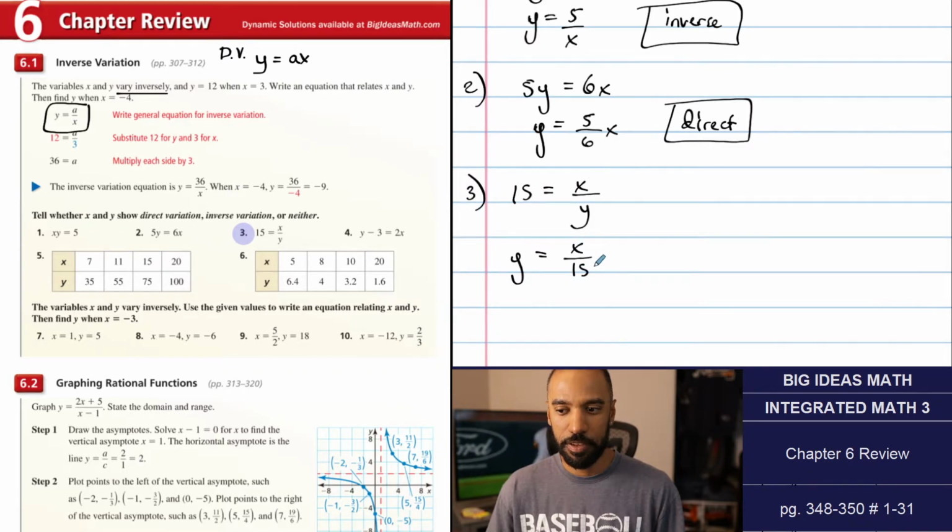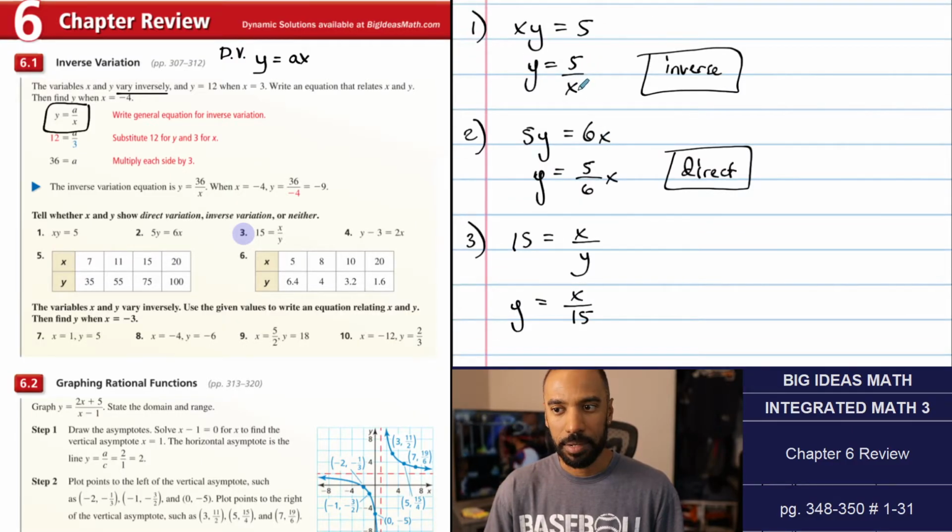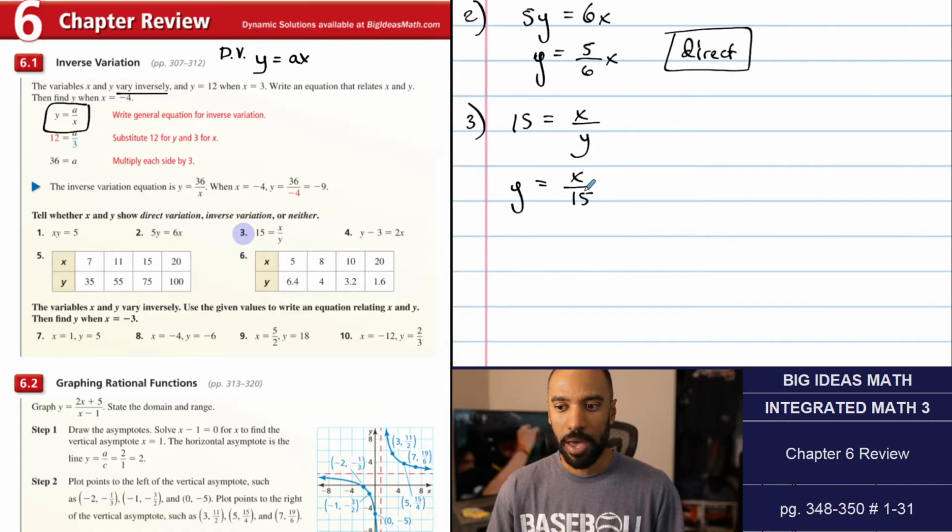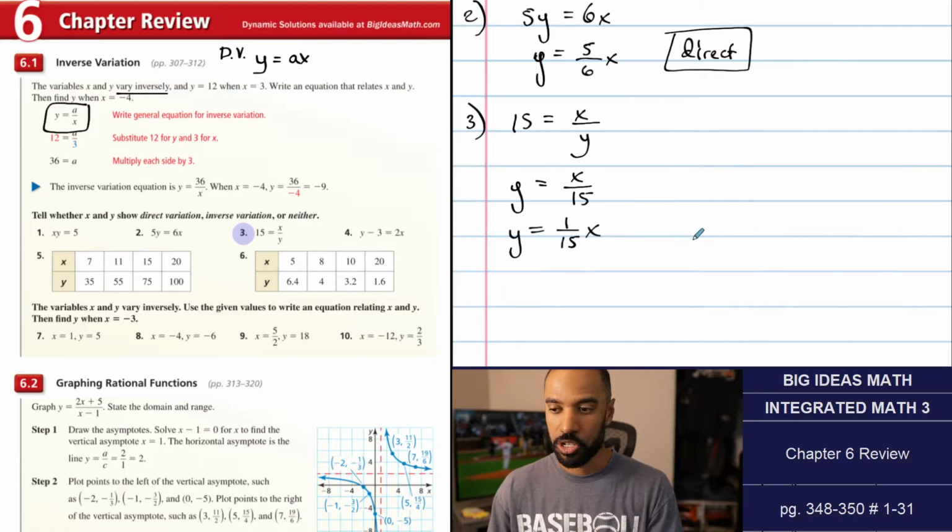Now, does x over 15 mean it's inverse variation because there's division on this side? Not quite. X is not in the denominator of its equation. It's in the numerator. So a better rewrite of this, instead of saying dividing by 15, say it's multiplying by 1/15. And that would be direct variation once again.